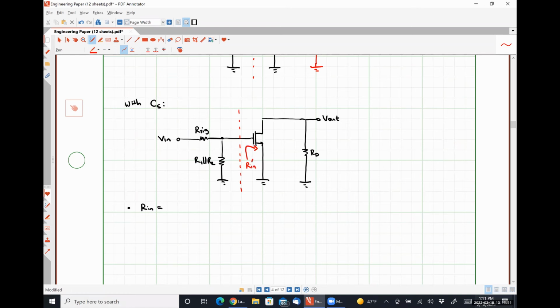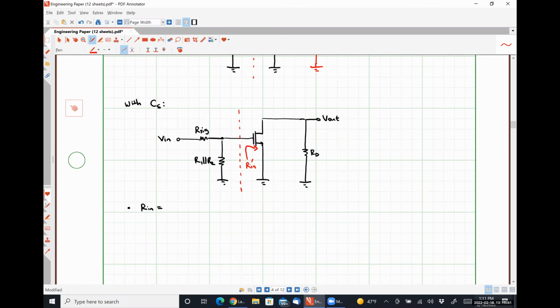If we look in here, directly at the gate terminal, what do we see? It's like saying, oh, throw away the left-hand side. Look in your notes. Infinity. Okay. So between this node and ground, we see infinity.